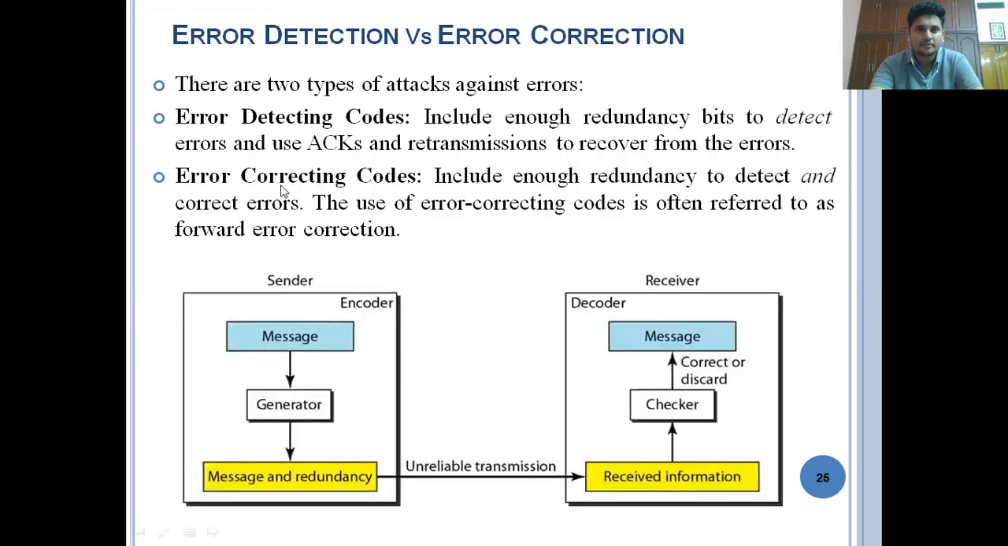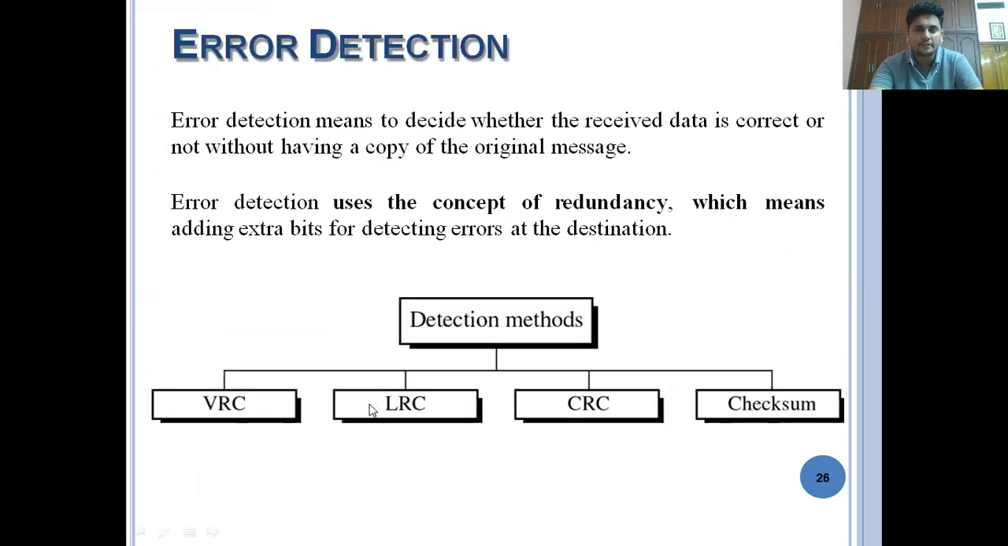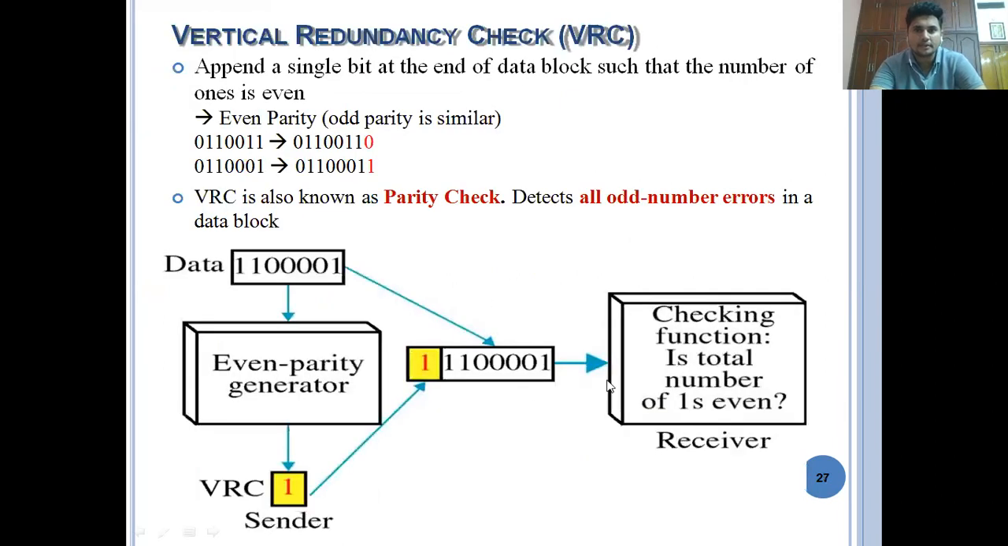In error detection techniques, in the past video, we completed vertical redundancy check, longitudinal redundancy check, cyclic redundancy check, and checksum. The vertical redundancy check, or parity check, covers the odd parity. Here the parity generator will generate either 0 or 1. If it is odd parity, it generates 1. If it is even parity, it generates 0.